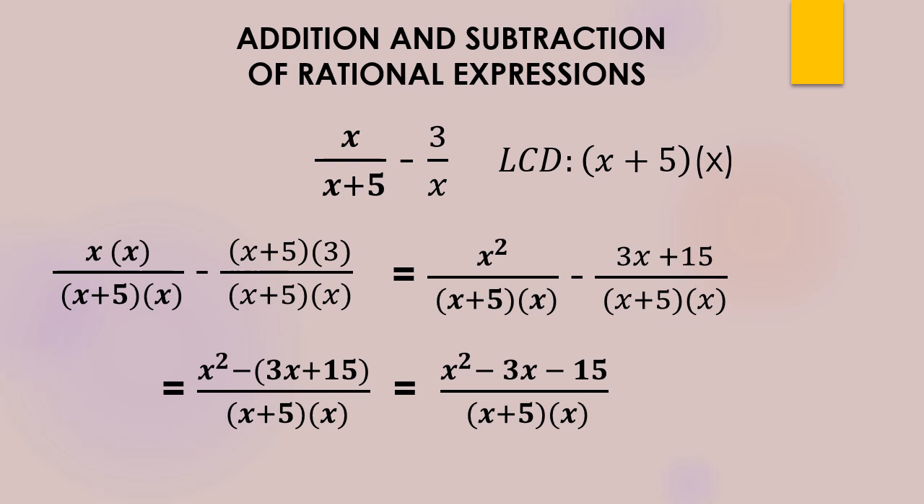And then, so x squared minus 3x minus 15 over x plus 5 and x. So this is now our final answer because our rational expression is already in its lowest term or simplest form.